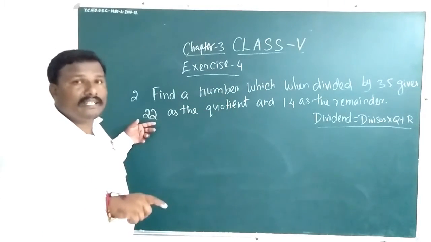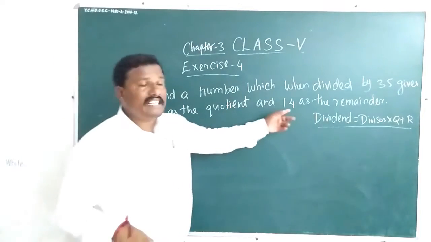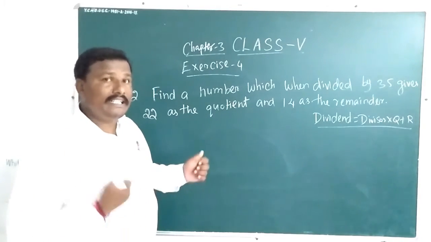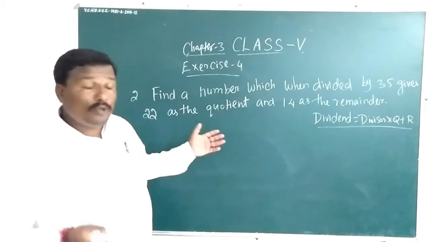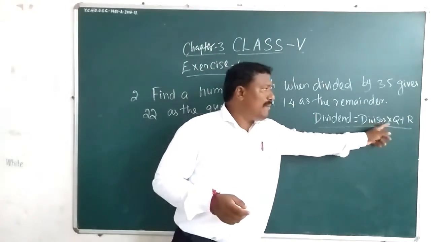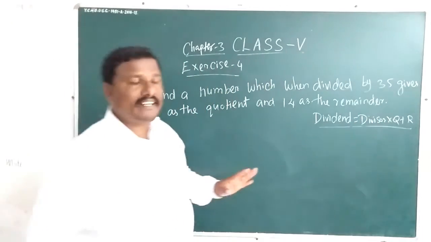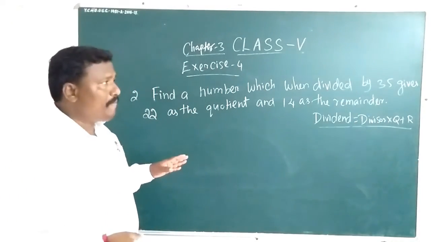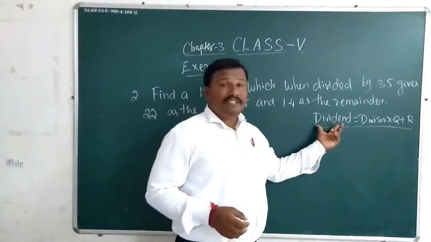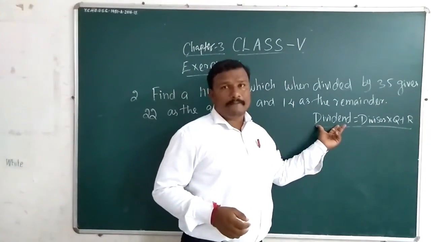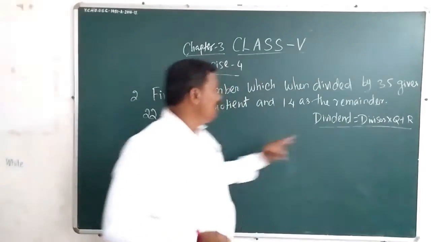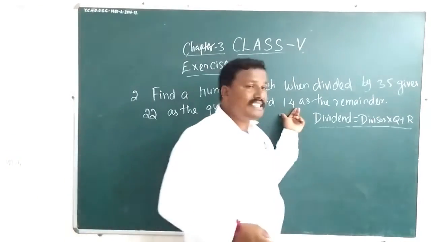We will get 22 as a quotient, 14 as a remainder. So which is the number? You want to find out the number. If you know the formula, dividend is equal to divisor multiplied by quotient plus remainder. As per this formula, we want to find the number, so we want to find out the dividend. Number means dividend. So we have divisor 35, quotient 22, then 14 as a remainder.